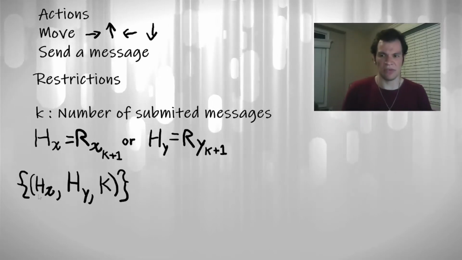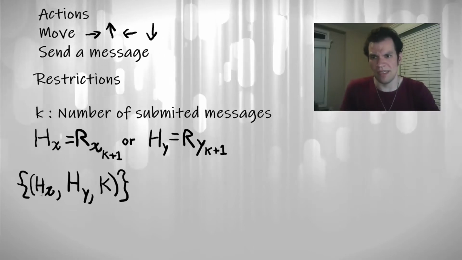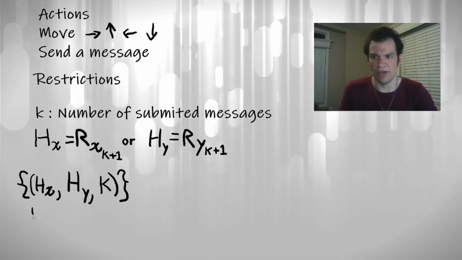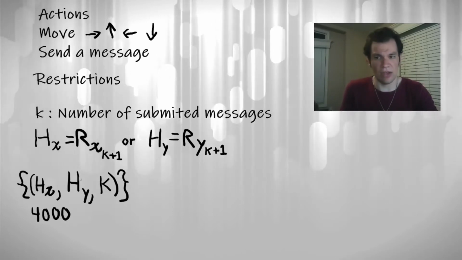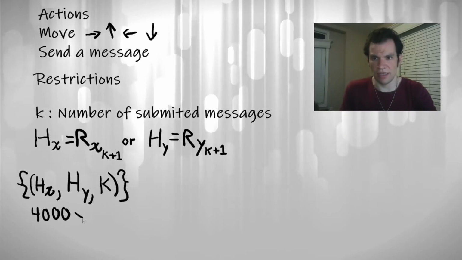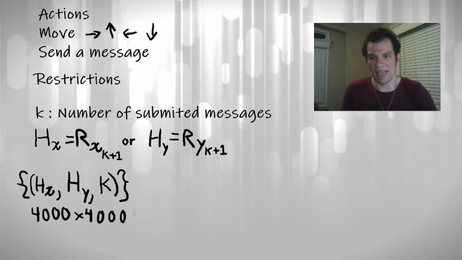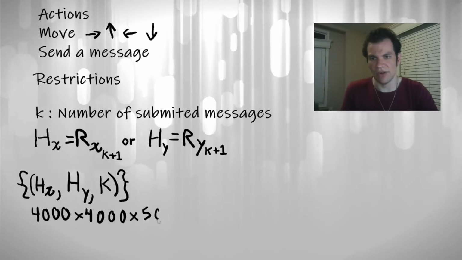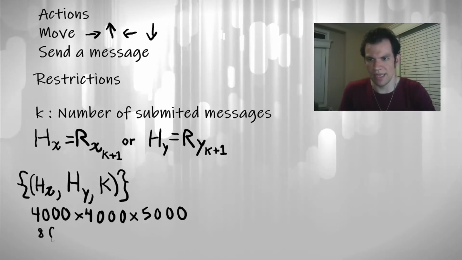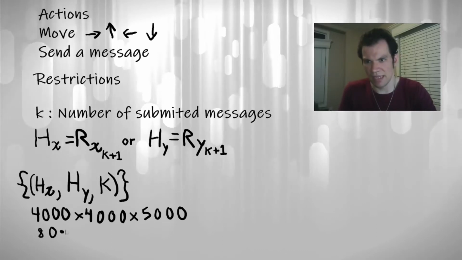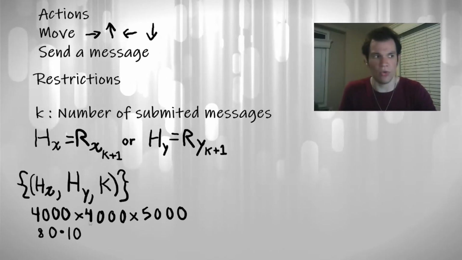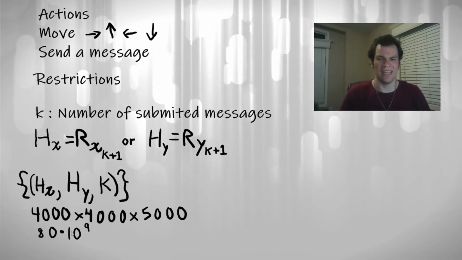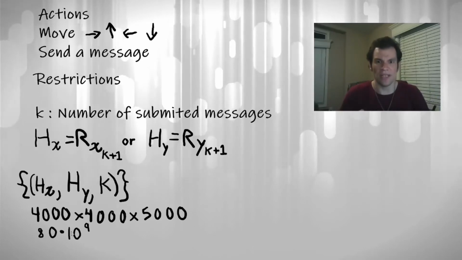From the description of the problem, x can have up to 4,000 different values. This other one also can have 4,000 different values. And k can have up to 5,000 different values. It would be 80 times 10 to the power of 9. This is not feasible at all. We need to find another way to do it.